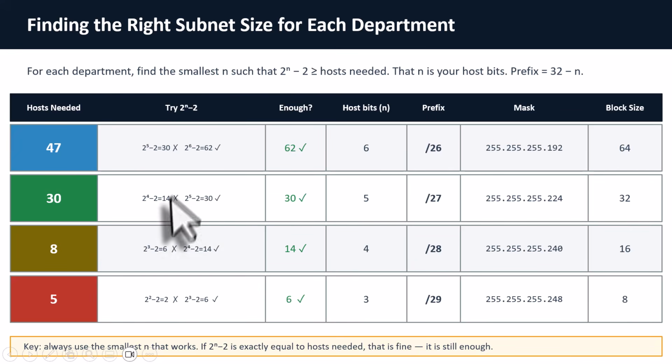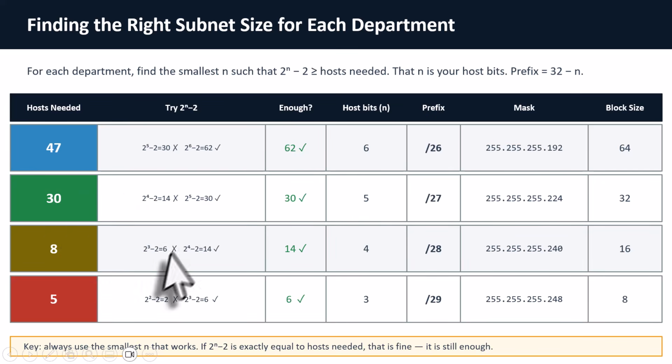Similarly, this applies here as well. We look at the scenario: we need 30 addresses on this particular network. If we do 2 to the power 4, it's not enough. If we do 2 to the power 5, minus 2, we shall get 30, and yes, 30 can accommodate this because we are able to reserve the network address and the broadcast address.